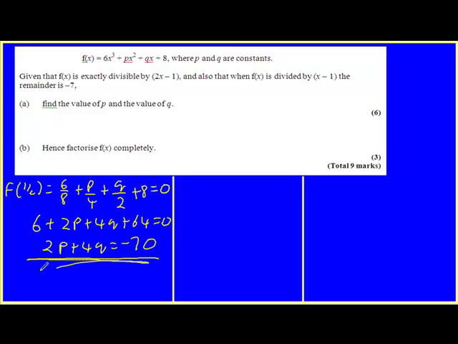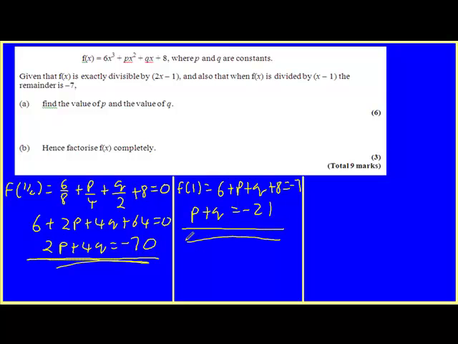That's the first equation. The second is that when divided by x minus 1, the remainder is 7. So here, f of 1 will give me 6 plus p plus q plus 8, and remember, it is minus 7. Tidying up, 6 and the 8 is 14, take it over, becomes negative 14, this becomes p plus q equals negative 21. And it is these two equations that I'll be using.